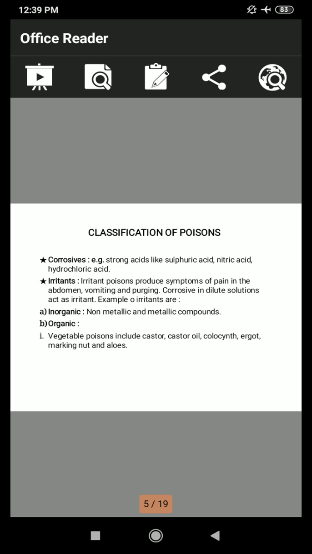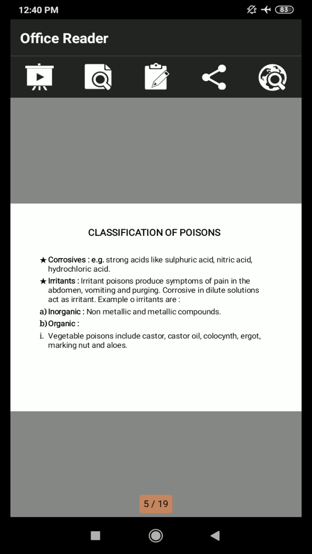Third is mechanical. This group includes powdered glass, chopped hair, sponge, and diamond dust. And last is neurotics. Neurotic poisons primarily act on the central nervous system. Effects include headache, drowsiness, giddiness, delirium, stupor, coma, and sometimes paralysis.